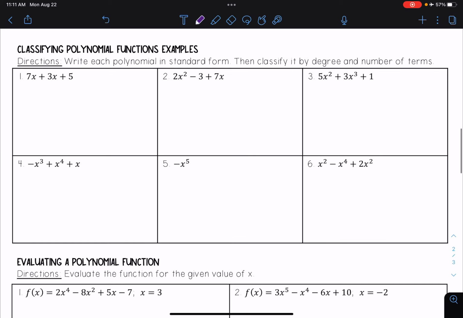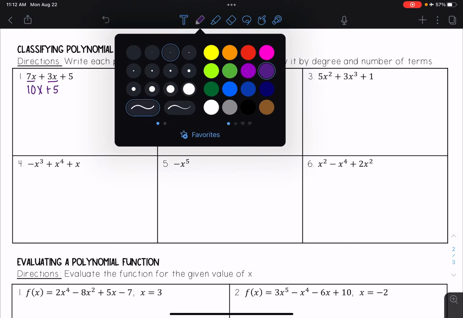Okay, let's go through some examples. Here, I'm going to first write each polynomial in standard form, then I'm going to classify it by degree and number of terms. So looking at number 1, I have 7x plus 3x plus 5. I want to put this in standard form, so standard form meant I wanted my highest degree monomials first to lowest degree last. Here I see I can actually combine two terms, 7x plus 3x, and when I combine those, I get 10x plus 5, which is in standard form.